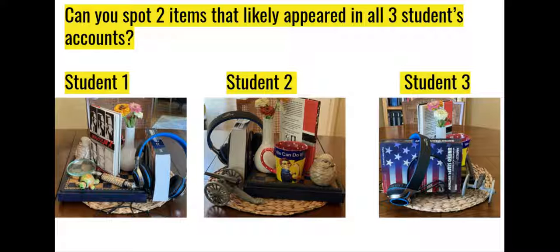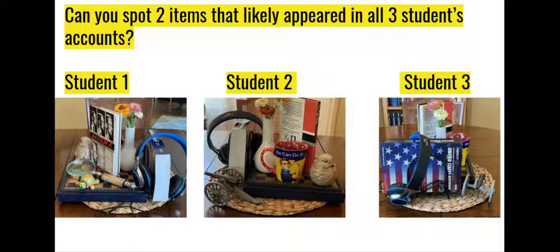Believe it or not, this activity is related to how authors record their experiences. I want you to think about the objects as an experience that everyone in the classroom is sharing, but each student is looking at it from a different perspective or point of view. Let's look quickly over these photos, and I'd like you to think: what are two items that likely appeared in all three students' accounts? And what I mean by account is what the students wrote about after the items were covered back up after 1 minute.